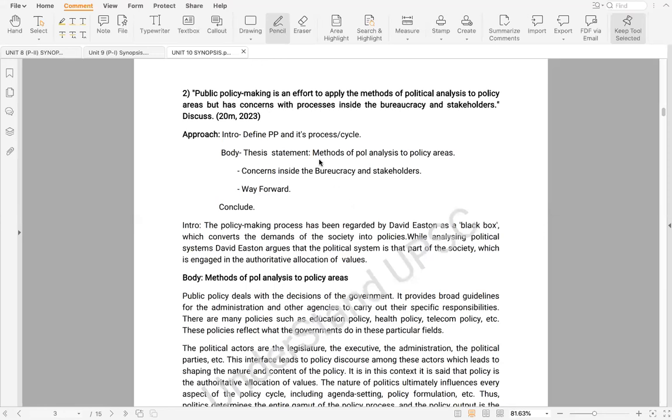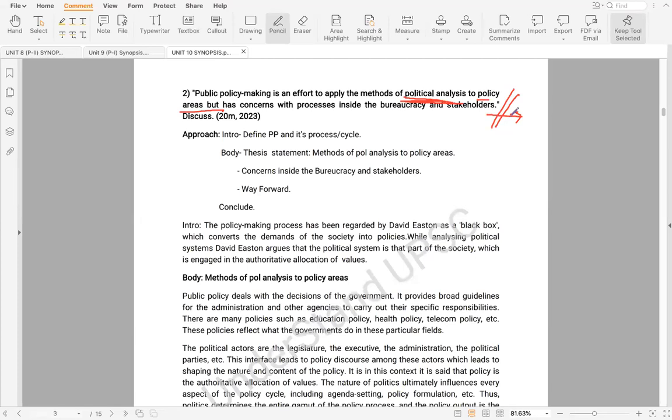Public policy making is an effort to apply the methods of political analysis to policy areas, but has concerns with the processes inside the bureaucracy and stakeholders. So to basically talk about it, there's also a previous question on how public policy is all about politics, right? So we have to say that public policy making is an effort to apply the methods of political analysis to policy areas, which is nothing but how public policy is nothing but politics. And the second part of the question is that it also has concerns with regards to processes inside the bureaucracy and stakeholders.